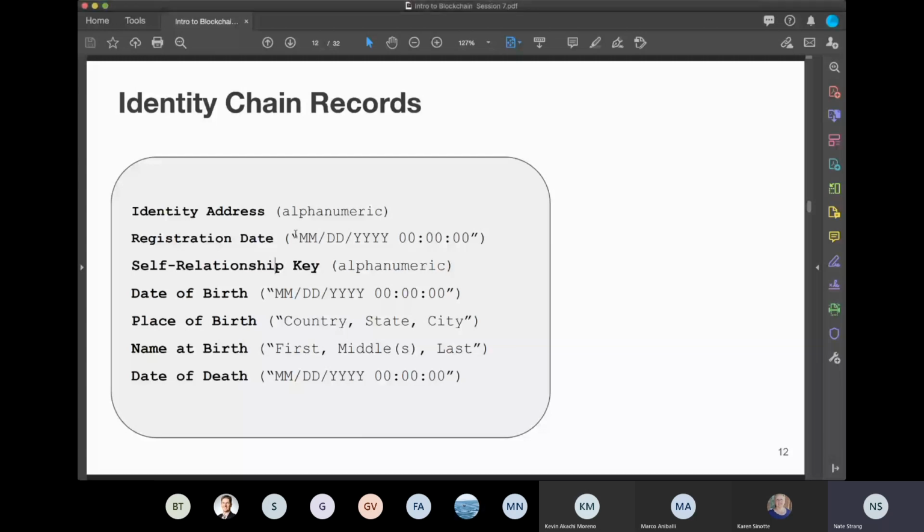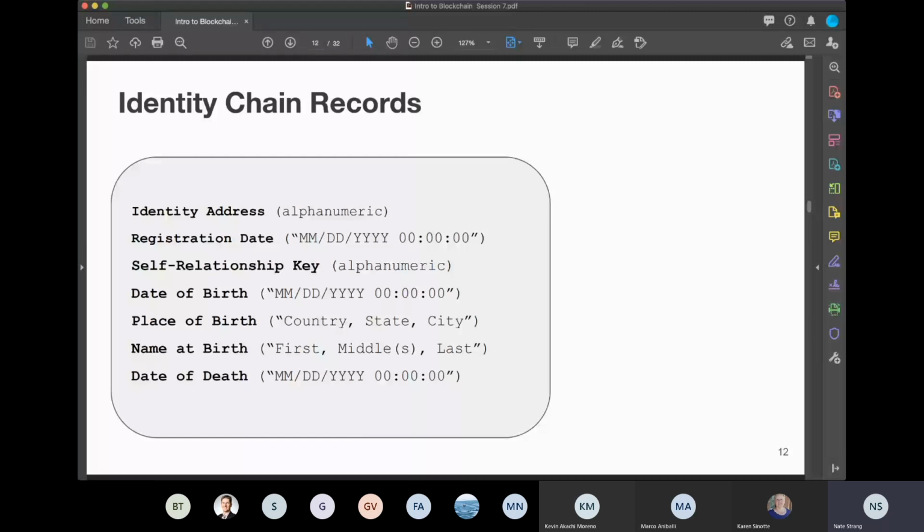So let's just run through these core components of a record. We obviously have an identity address. That's what we use to identify and locate ourselves in the Kevlar platform. Registration date, the date that we recorded or registered identity on the identity chain. And we have a self-relationship key, which we're going to use to identify all of the relationships that we have. And I'll explain that self-relationship key once we get to relationships. So for now, let's just skip that one.